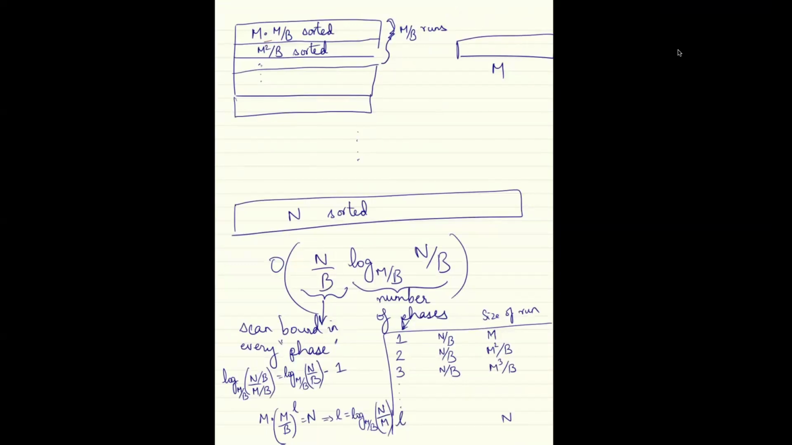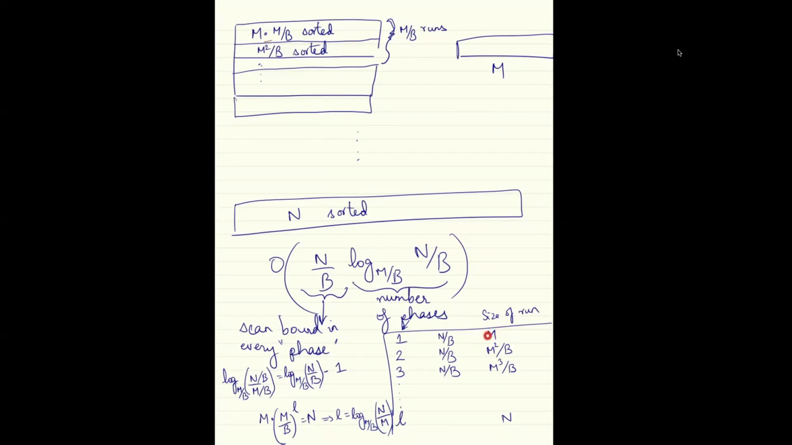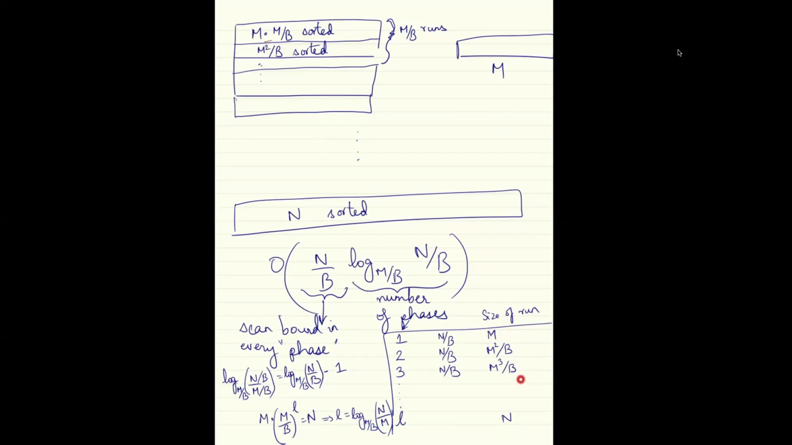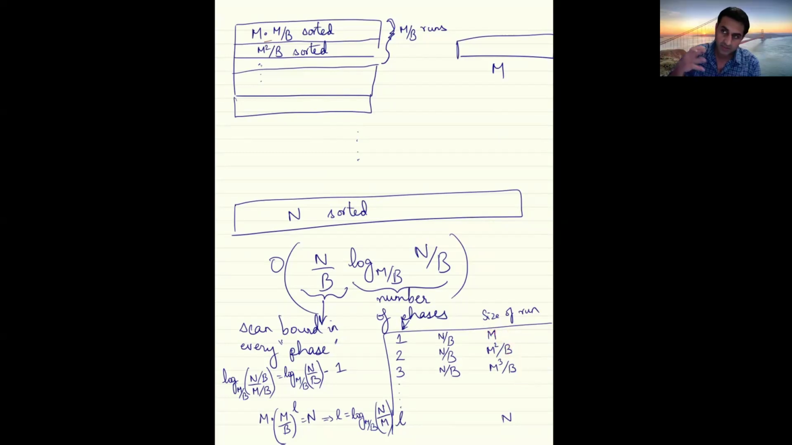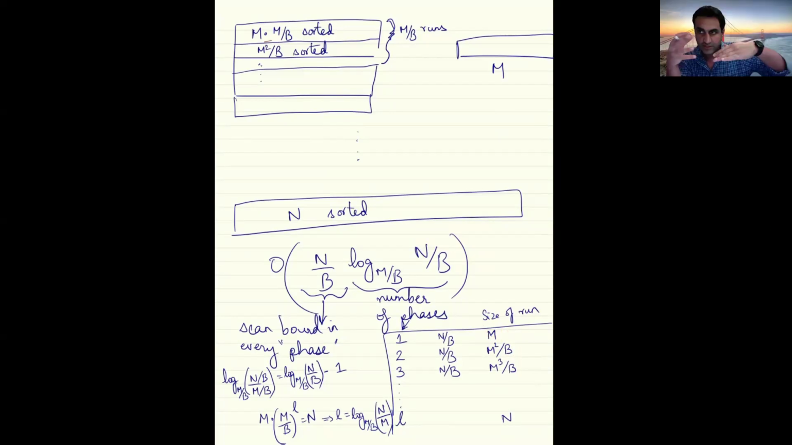How did you get the equation there? M times m over b raised to the power of L? Right, so my starting run was m, right? In every phase, I increase its length by a factor of m over b, because that's how many runs I merge. Take runs of a certain size and merge m over b of them, I will create a run whose length is m over b times one of the original run's length. Hold on.